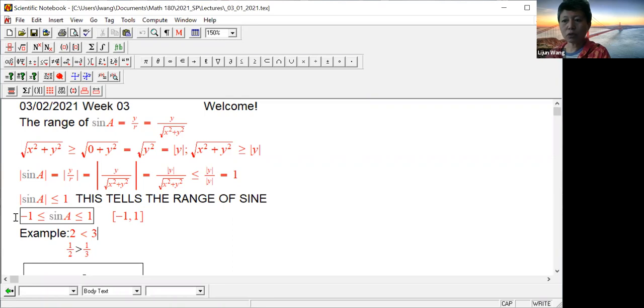Okay, these two are saying the same thing about the range of sine. But this is more useful in algebraic manipulation when you study the squeeze theorem in calculus one. So this is the form I will be testing you on left and right many, many times this semester. And this is the form, of course, you should know as well because they are the same thing. They mean the same thing, okay?